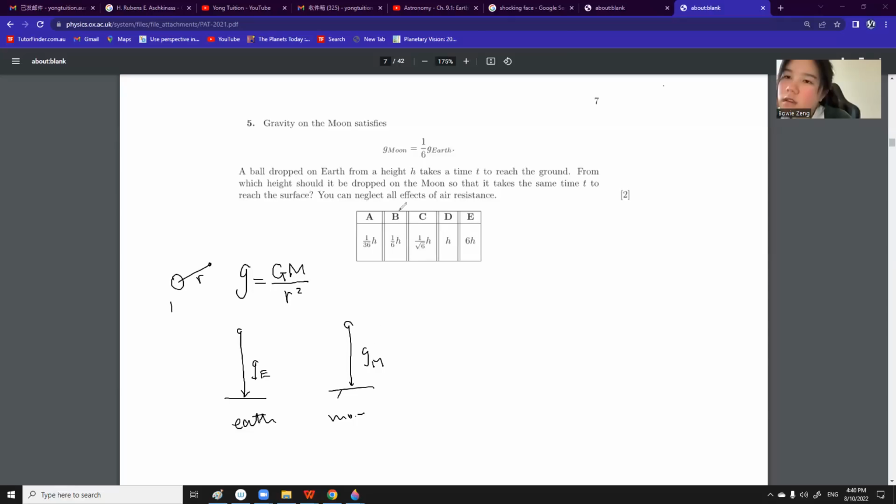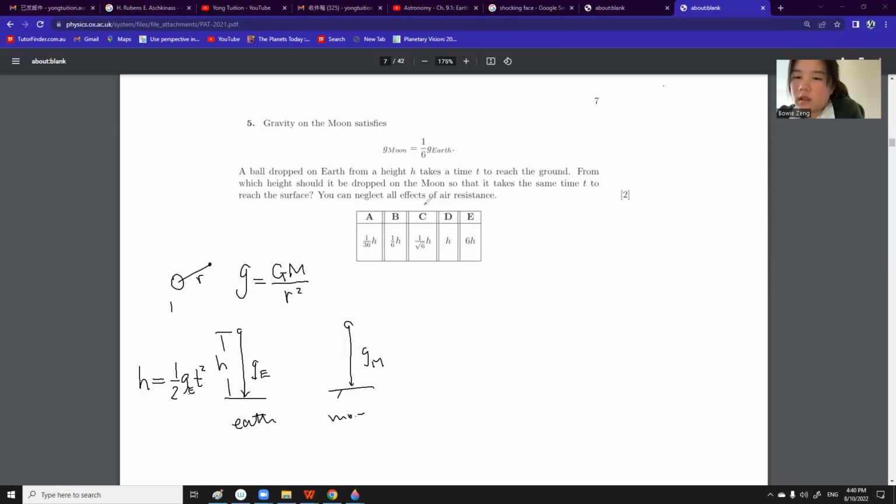So what's the height, h? Is it the same height? No, we're talking about different heights. A ball dropped from a height h on Earth, and the time taken is t. So do you know the free fall formula for the height? h equals half g t squared. This is the formula for h.